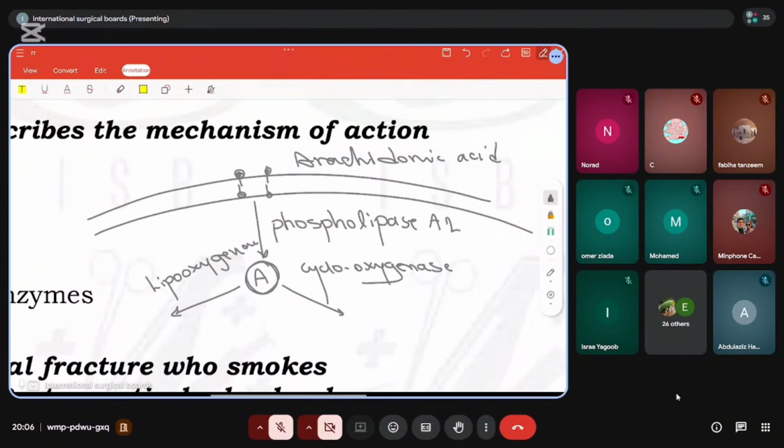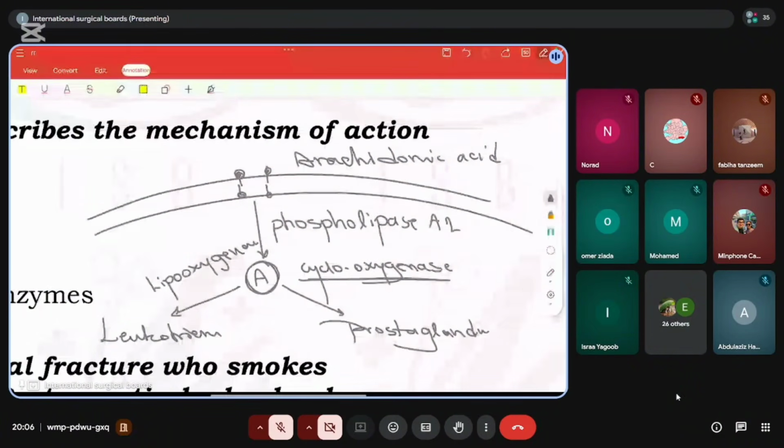Okay? The lipo-oxygenase pathway, you end up with a lot of products collectively called leukotrienes. They're also inflammatory mediators. And cyclooxygenase pathway, you end up with a lot of products collectively called prostaglandins. They have different functions. Okay? This is the basic situation.